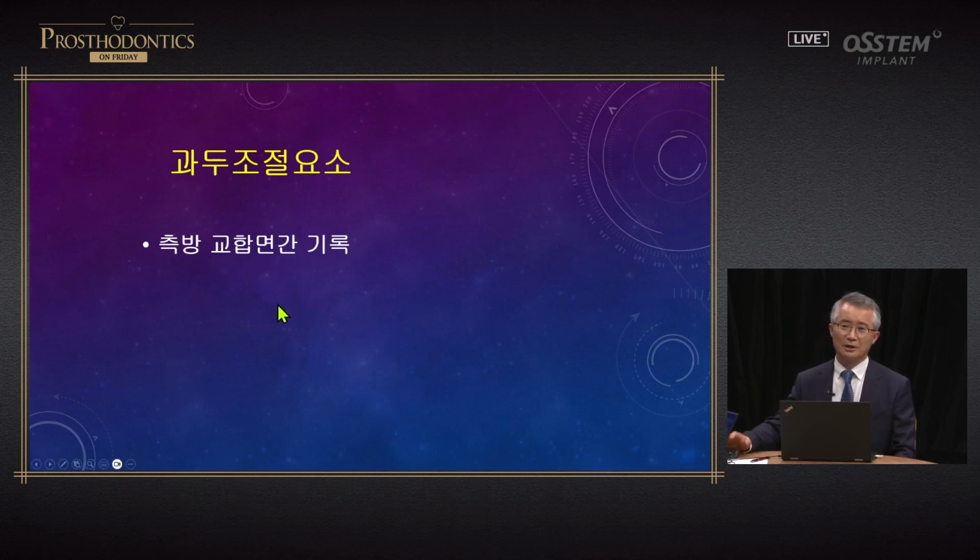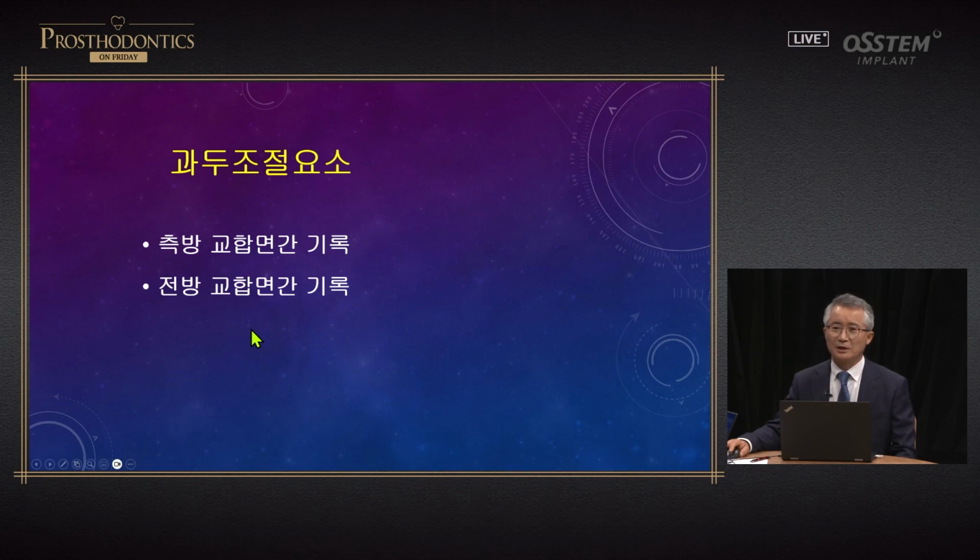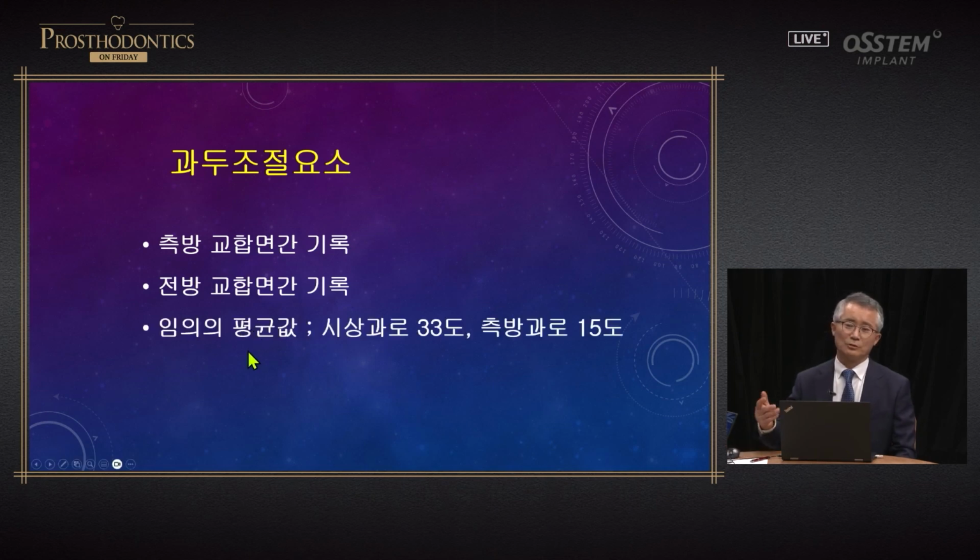Regarding the condylar adjusting factor, you need to look at the records of lateral and occlusal surface, and this does not hold significant meaning in full denture cases. We can take anterior interocclusal records. I am wondering whether this is essential. I'm not sure whether this is appropriate, but we use average values. The sagittal condylar path is 33 degrees and the lateral condylar path is 15 degrees.